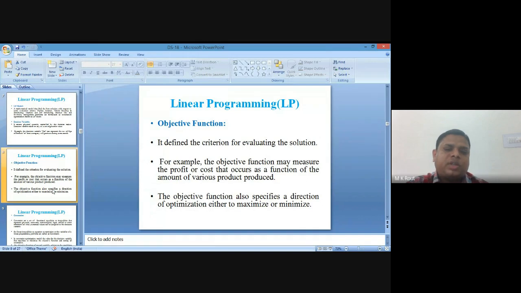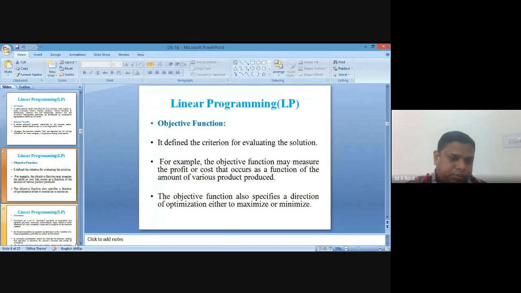For example, the objective function may measure the profit or cost that occurs as a function of the amount of various products produced. So there is a company that can produce a particular product, and with the help of the objective function, you have to identify profit maximization with respect to minimization of cost. The objective function also specifies a direction of optimization, either maximize or minimize. In most cases, profit is maximized and the cost of raw material and other resources should be minimized. That is the concept of industries for maximizing profit.